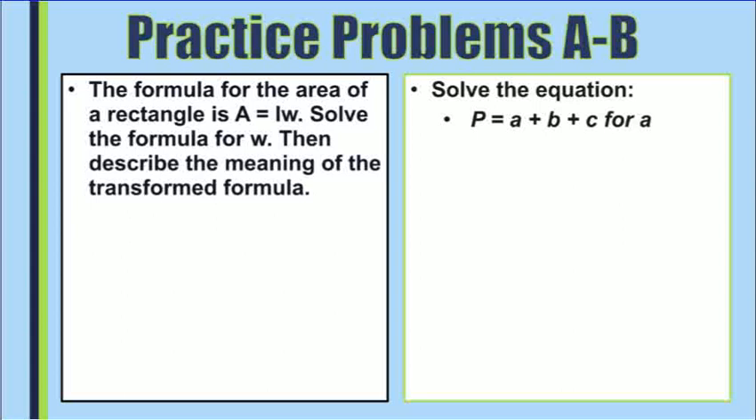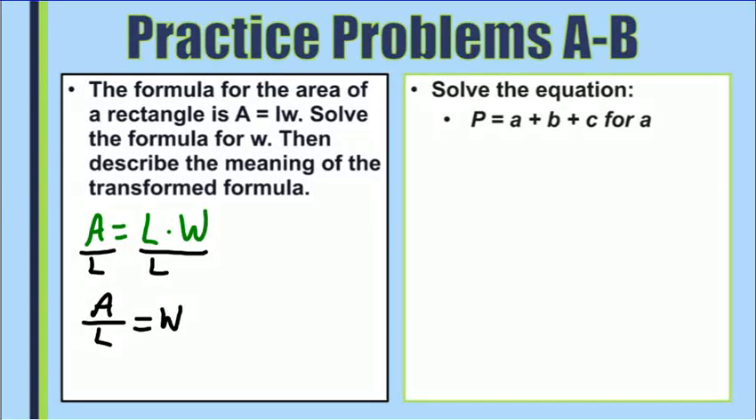Practice problem A. The formula for the area of a rectangle is A equals L times W, or length times width. Solve the formula for the width, or W. Then describe the meaning of the transform formula. So if I have area equals length times the width, I always do the opposites. So if I want to get W by itself, the opposite of multiplying is dividing. So I'm going to divide by L on both sides. So now I have A over L, or A divided by L, equals W. That means to find the width, I take the area and I divide it by the length, and that will give me my width.